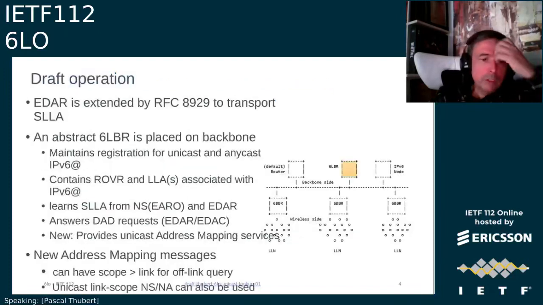Yeah, so it's basically what I said, just a summary of the operation. So now you can think that the 6LBR is virtually centralized on the backbone, and every piece of information that is available to it, which is all the address mappings that were registered, can also be queried by anybody on the backbone, or even further than that. And for that, we leverage the SLLA option, not only in the NS, but also in the EDAR/EDAC exchange.